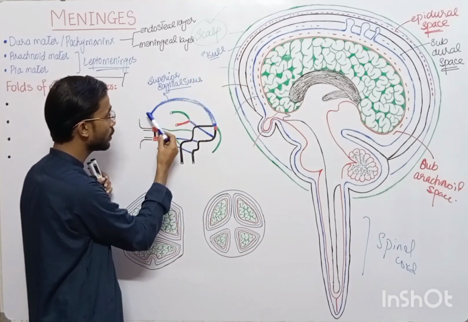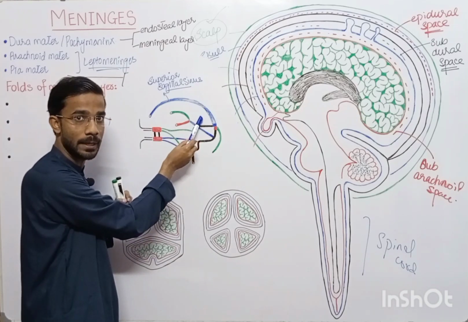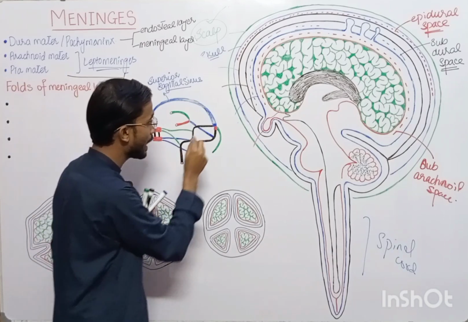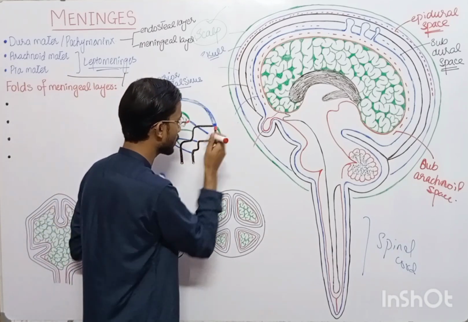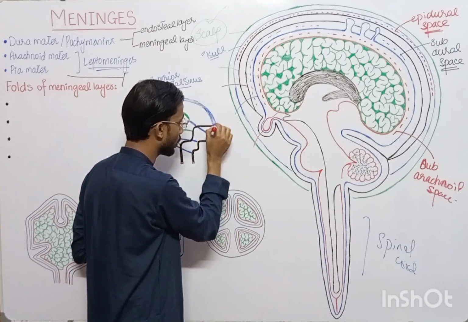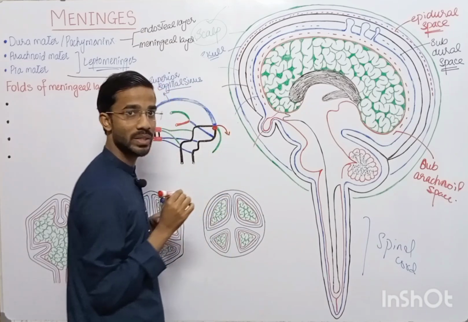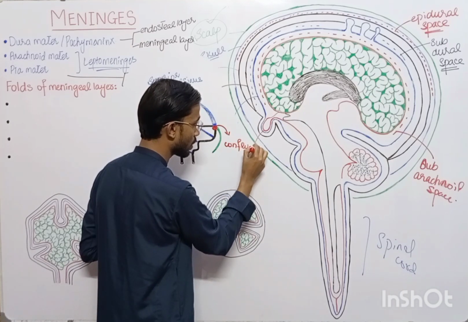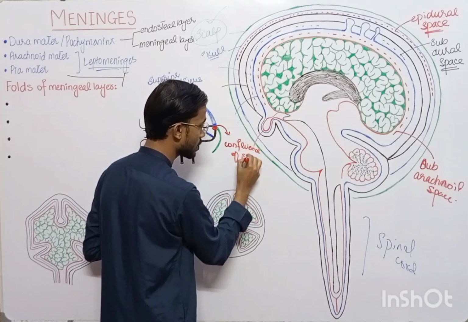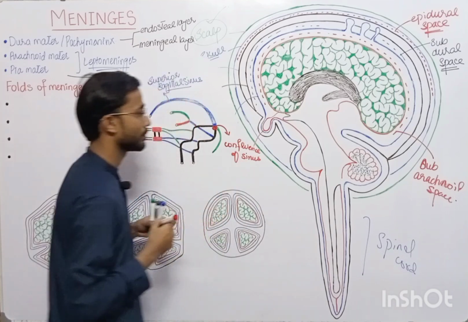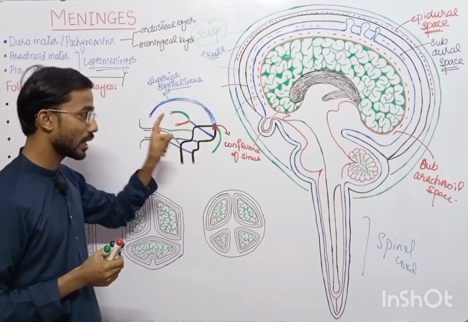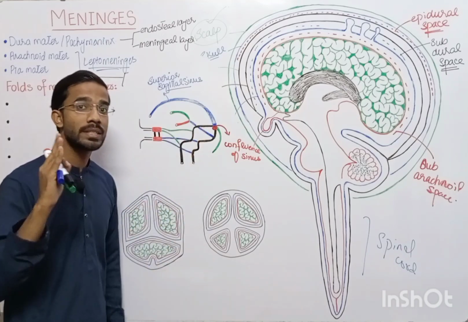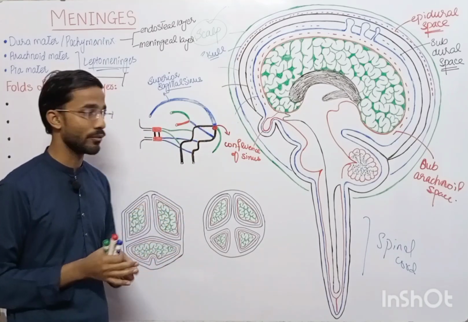Next, it will move toward the posterior part of the brain, or you can say the dorsal part of the brain, and there is a junction. You can see the red dot. There is a junction which is called the confluence of sinus. This is actually the junction between the sinuses. From this junction, three further sinuses will evolve.